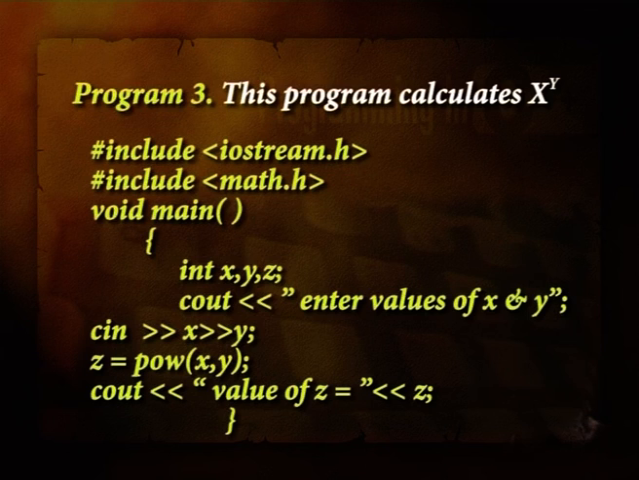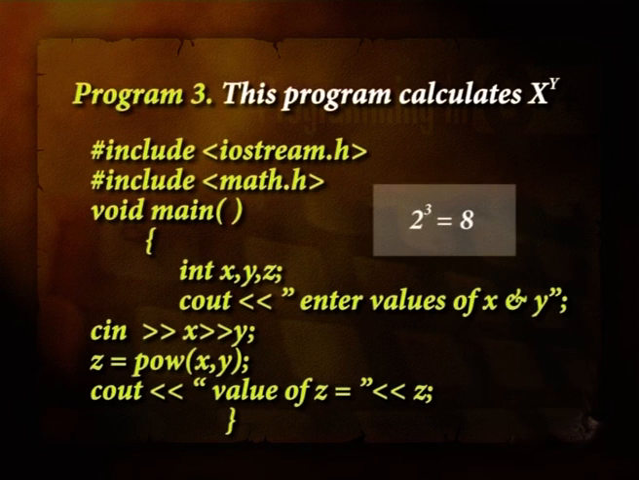It should be noted that the base value, that is the value of x, can be negative, but should not be 0. But the power value, that is the value of y, should not be negative or float. Here in this program, we have already declared x and y as integer. In this particular program, 2 raised to power 3 is calculated as 8.